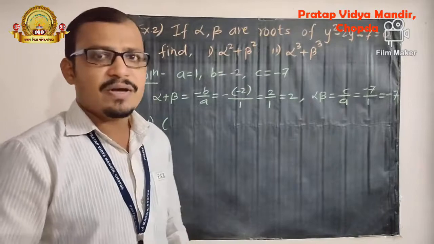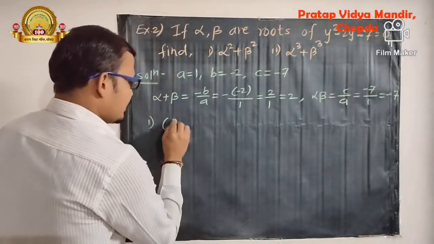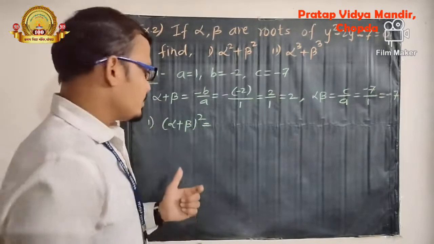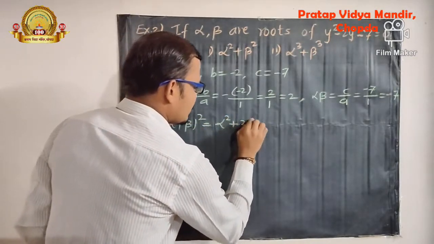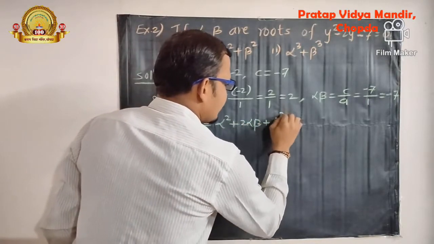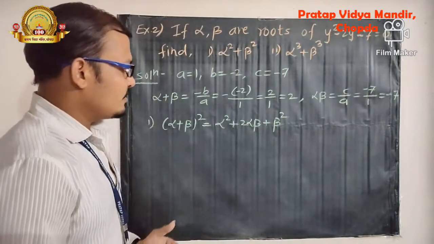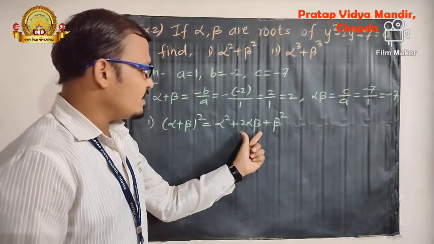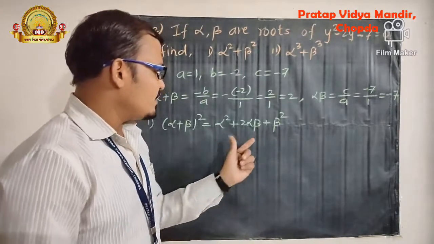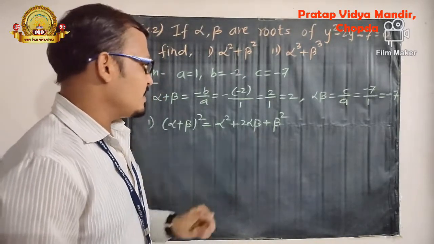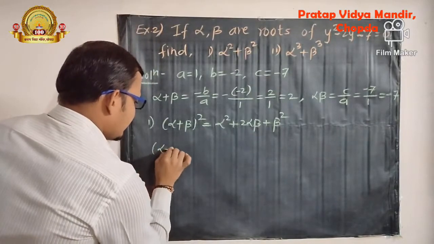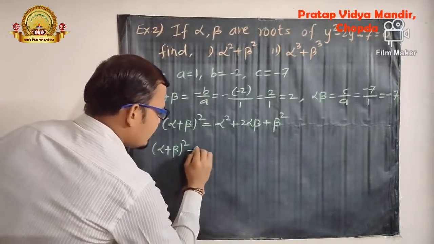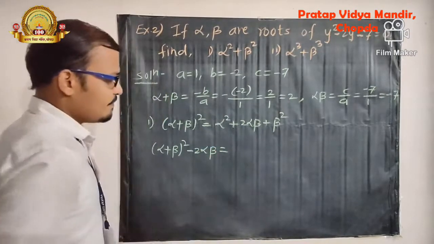For that, here we have to use one formula, and that is alpha plus beta bracket square. What is the formula of alpha plus beta bracket square? Alpha square plus twice alpha beta plus beta square. And to find the value of alpha square plus beta square, here we have to shift this middle term to the LHS, and when we shift this middle term to LHS, its sign will be changed and it will get a negative sign, so our middle term will be minus 2 alpha beta.